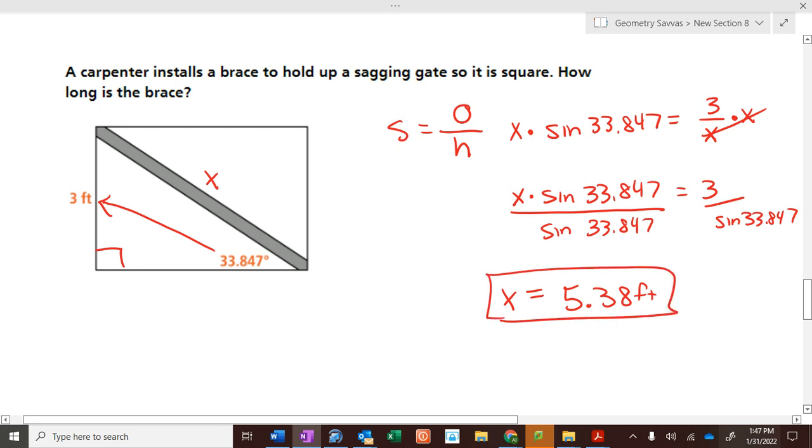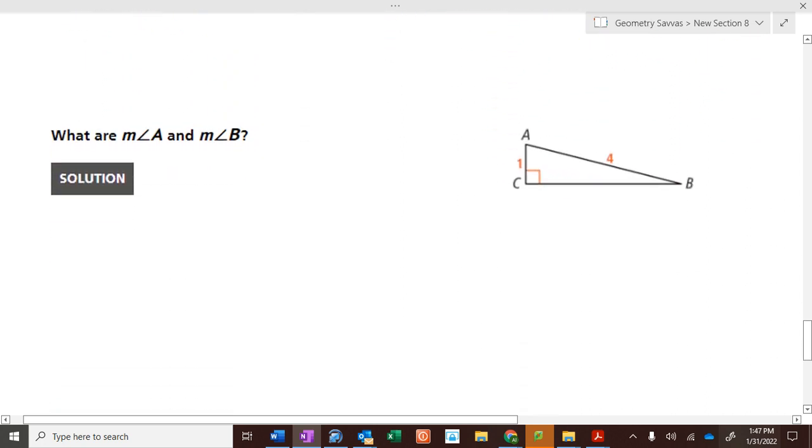Okay, trig, the basics of trig. We want to figure out how big angle A and angle B are. Now, compared to angle A, what's this side called? Adjacent, because it's next to it. What is 4 called? Hypotenuse. What trig function is adjacent and hypotenuse? Cosine. So the cosine of my angle A, because I don't know an angle, equals my sides, 1/4.